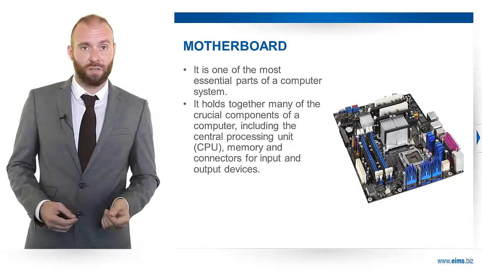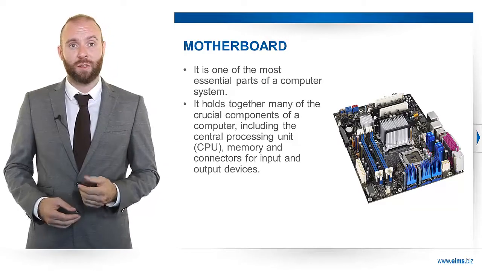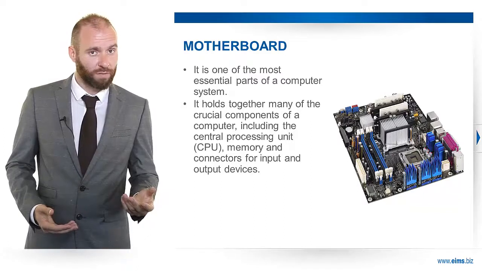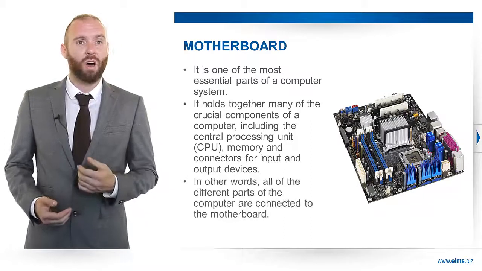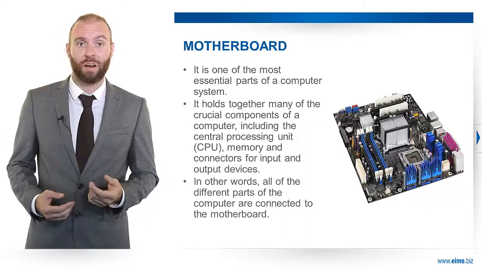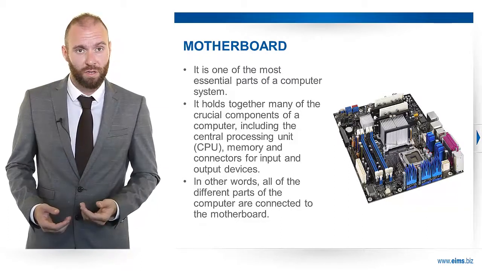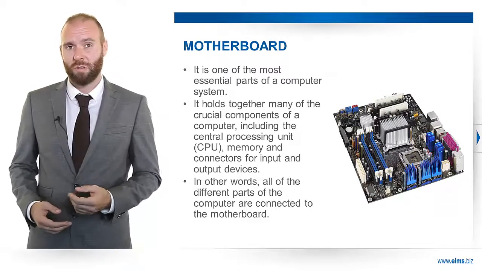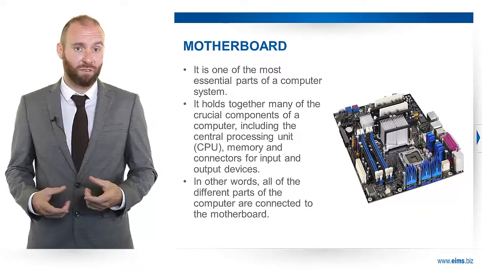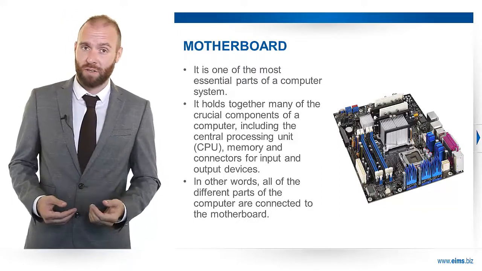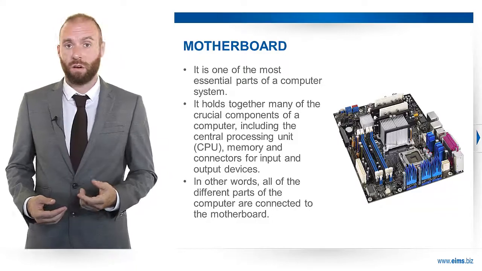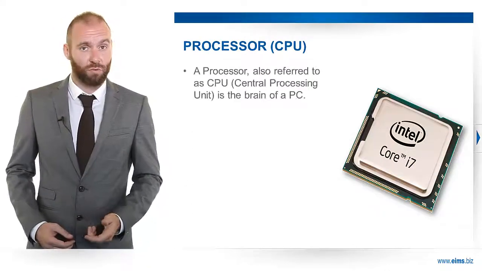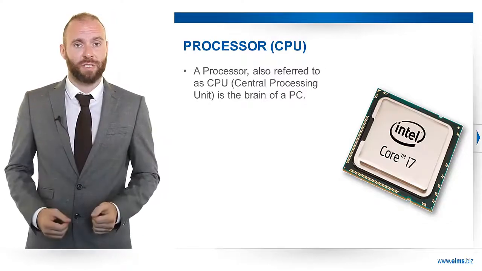In addition to circuits, a motherboard contains a number of sockets and slots to connect the other components. In other words, all of the different parts of the computer are connected to the motherboard. This lets them work together. In most computers, the motherboard is a big green board, but many come in different colors like black, red, or yellow. A processor, also referred to as CPU, is the brain of the PC.